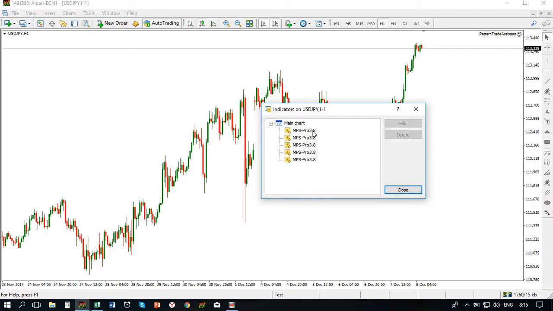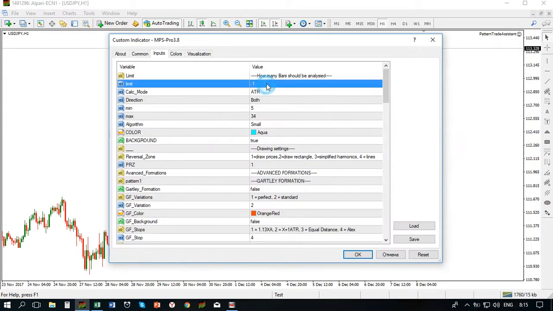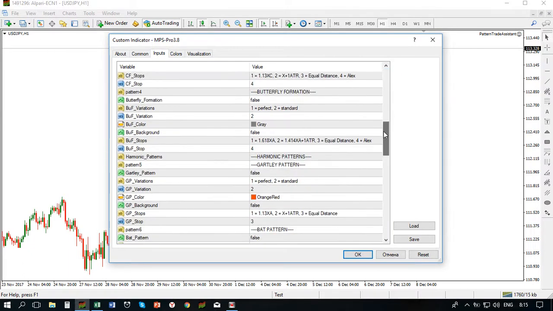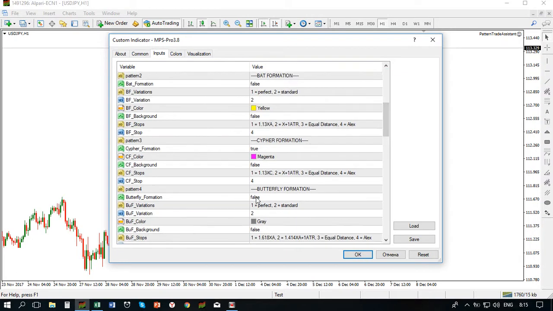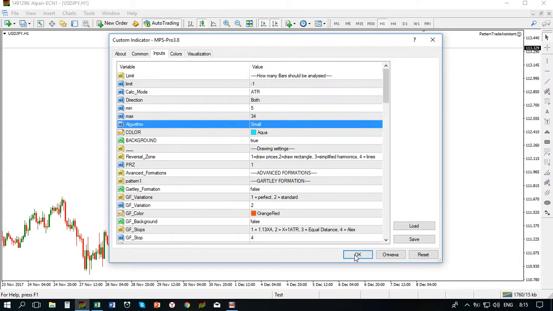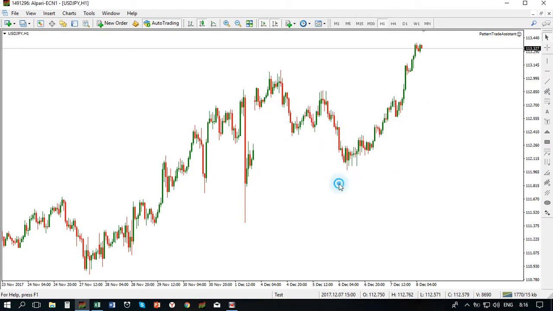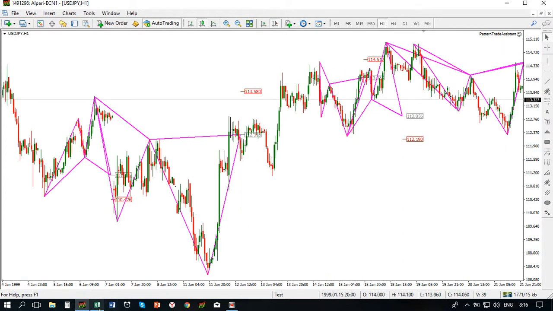Well, that's it. Let me show you the software that I use. It is MPS Pro. It draws patterns on history. -1 means check all the history. This algorithm is small, but I can choose between small, medium, large, and extra large. And only Cipher is displayed here. No butterflies, no bats, no godlies, only ciphers. So this one displays small, medium, large, extra large, and this one is needed to draw manual patterns. Let me disable auto scroll.